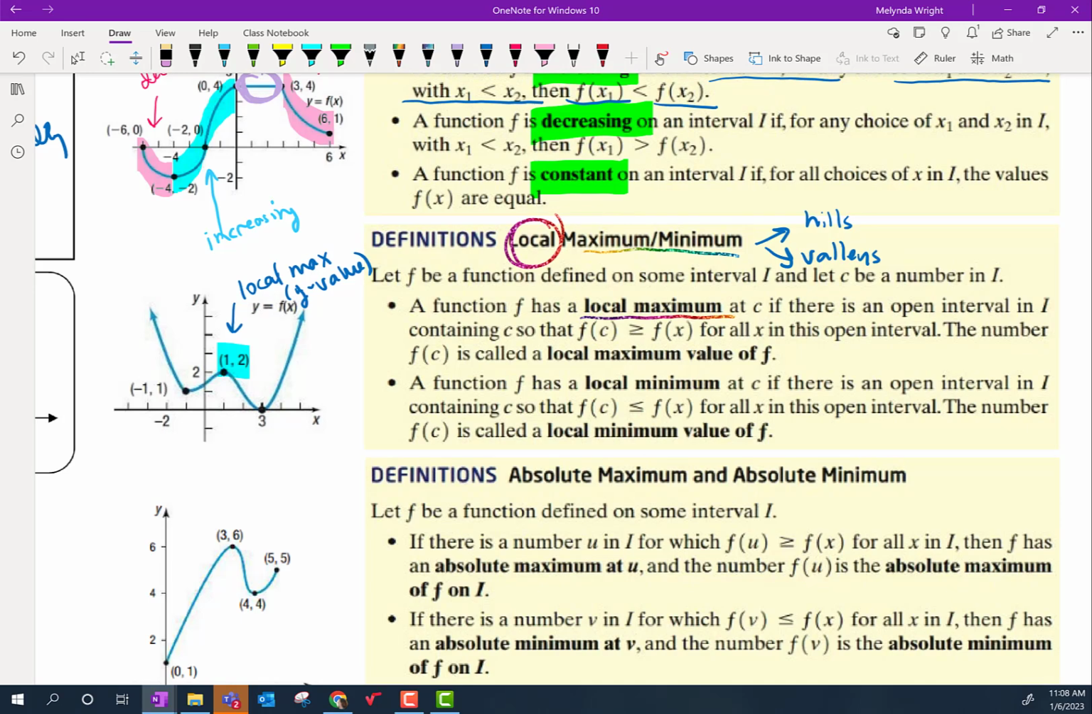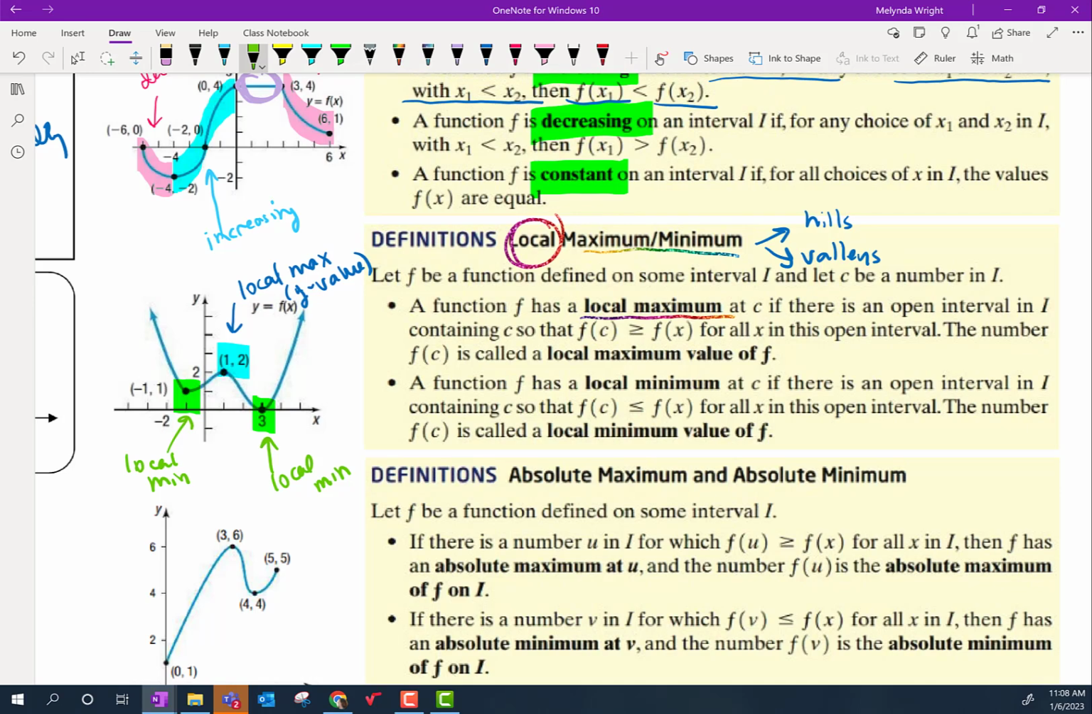If I'm in the valley, here's an example, here are some local minimums. My local minimums are at the bottom of a valley. So if I'm standing at the bottom and I look to the left and I look to the right, I have points that are above me. I'm truly at the bottom of the valley. Does that make sense? That's an intuitive way to understand it.